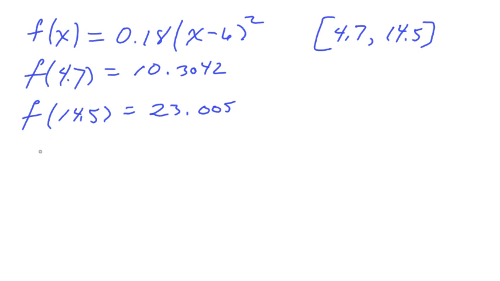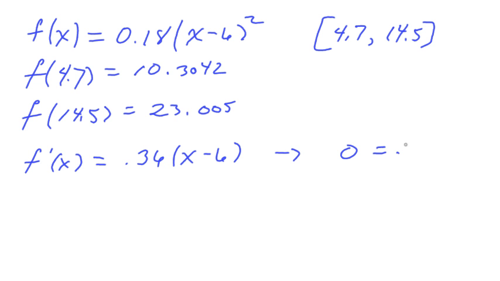there might be a min or a max in there. So we're going to take the derivative. So take the 2, bring it out front, so we end up with 0.36 times (x minus 6), and of course derivative of the inside is 0. And then what we'll want to do is go ahead and set this equal to 0. That tells us where the tangent line is 0, the slope of the tangent line. Well, the solution to this is obviously going to be 6.